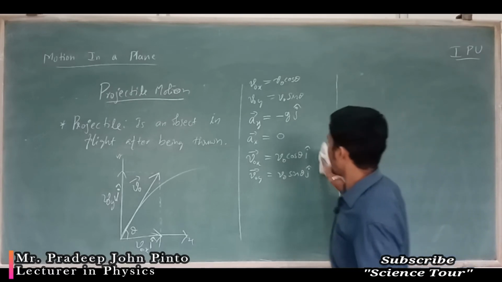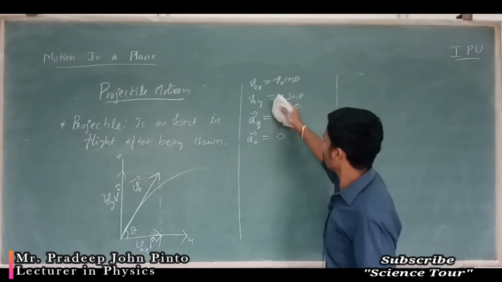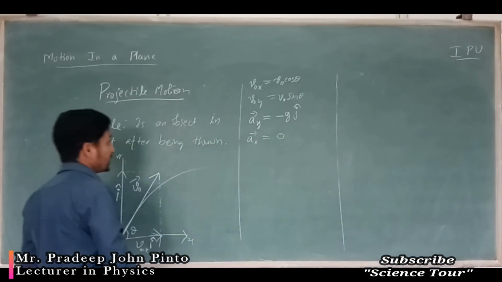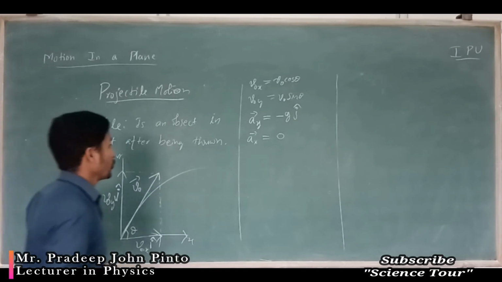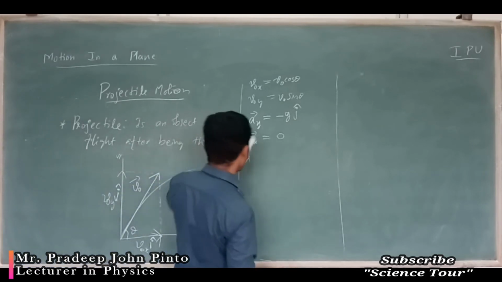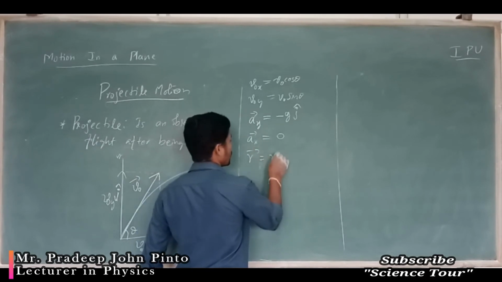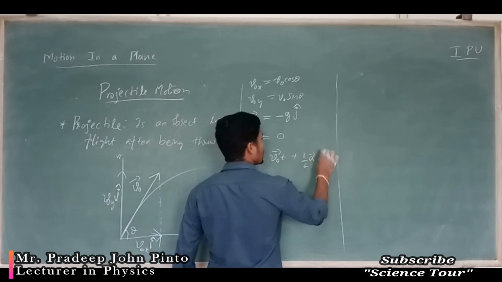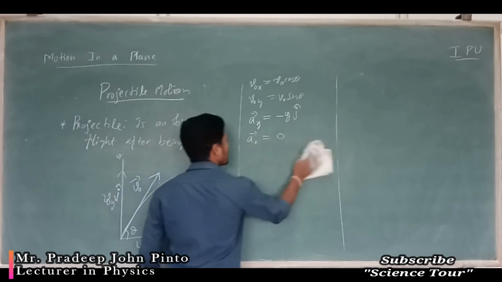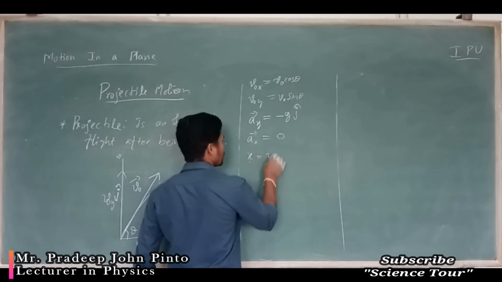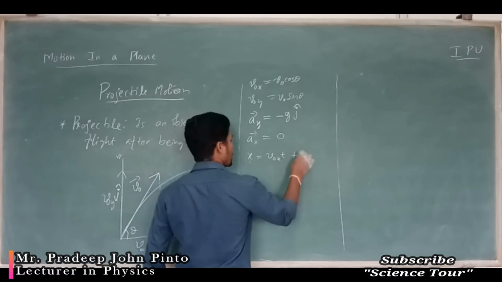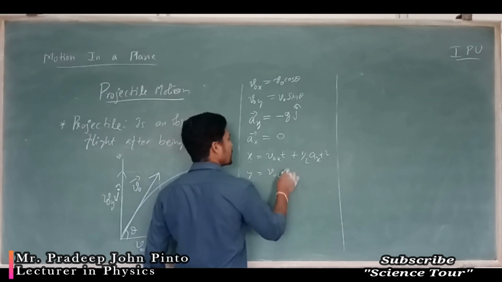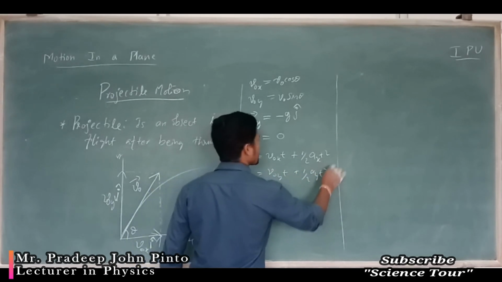So this is not needed now, I can erase it. In this way we are going to write. Displacement we wrote earlier; for the same projectile, the general displacement is r vector equal to V naught vector into t plus half a vector into t square. The x component is x equals V naught x into t plus half ax t square. And y equals V naught y into t plus half ay t square.